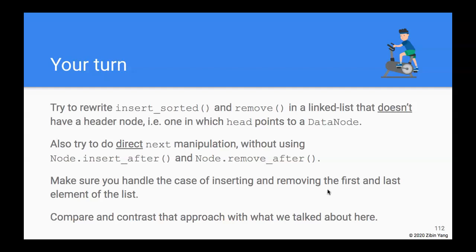And lastly, I'll leave you with an optional exercise where you can try re-implementing the linked list, but without using the header node idea that we use in our implementation. That would mean the head of the linked list would just point to a data node instead of a header node. And you can try to rewrite some of the methods such as insert sorted and remove. And also, you should try to do direct manipulation of the next pointer, without using the node.insert after and node.remove after methods. So just directly manipulate the next pointer in the nodes. And if you do that, please do make sure to handle the corner cases of inserting or removing the very first element and very last element.